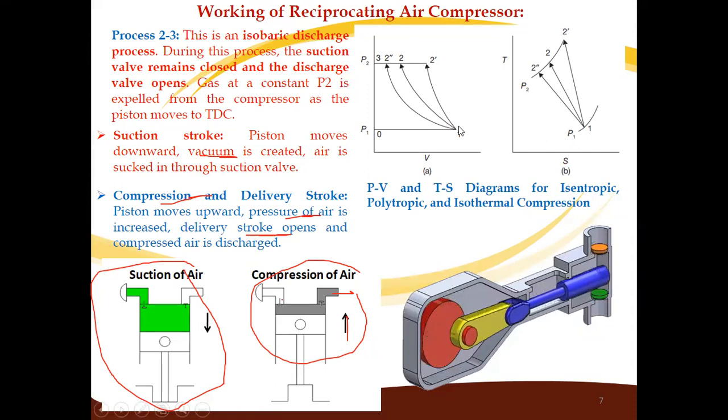In polytropic, the delivery of the air will start from this 2 to 3, this small part. And in isothermal process, the delivery will be between 2 double dash to 3 double dash. In TS diagram, you will see the isothermal process, that is 1 to 2 dash, the temperature is constant. In other two processes, temperature does not remain constant.